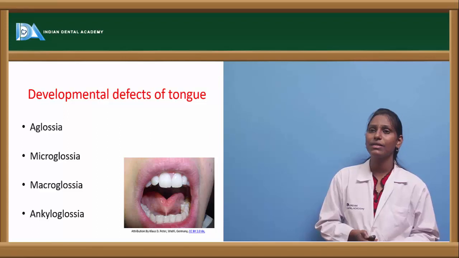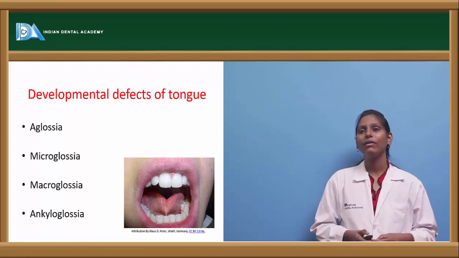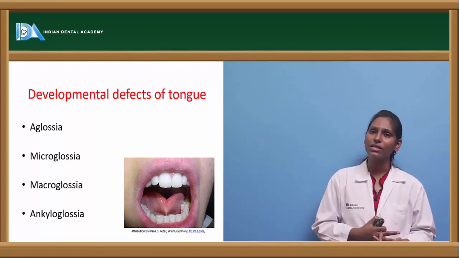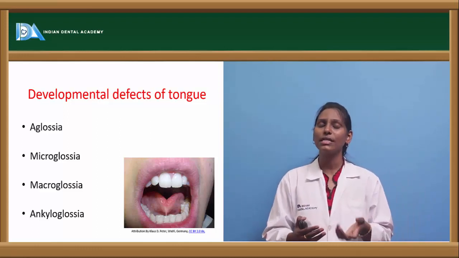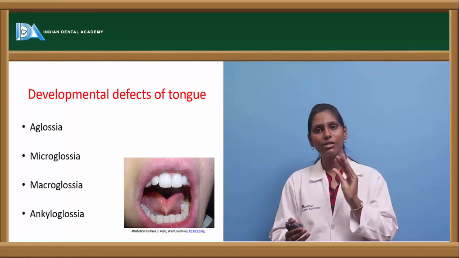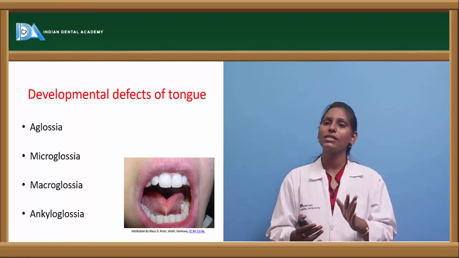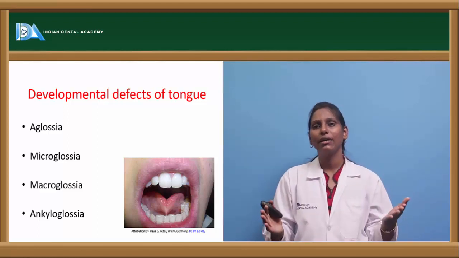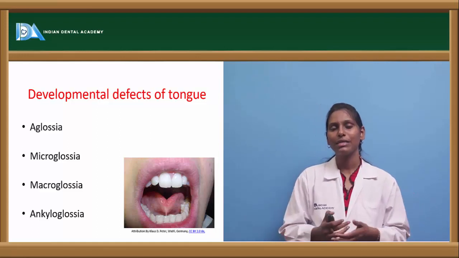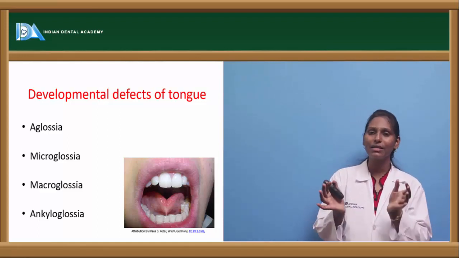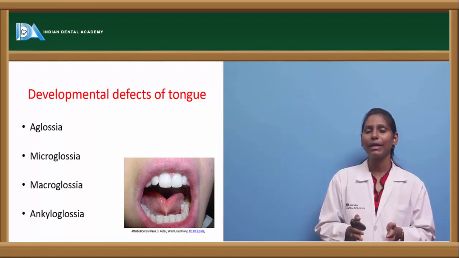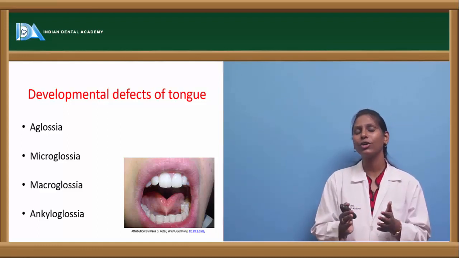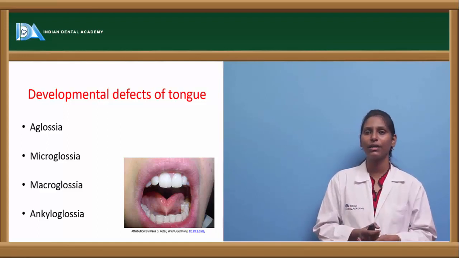And developmental disturbances of the tongue. In the tongue, we have various developmental disturbances like aglossia, that is, the tongue itself is completely absent. Microglossia, as the name itself indicates, is a small tongue. This microglossia can be relative microglossia or true microglossia. In relative microglossia, because of the increase in jaw size, the tongue appears smaller, that is nothing but relative microglossia. In true microglossia, the tongue itself is smaller in size.